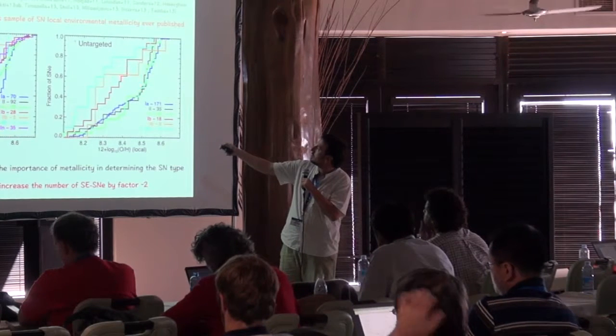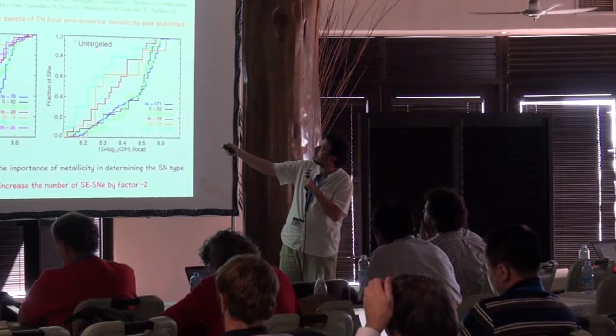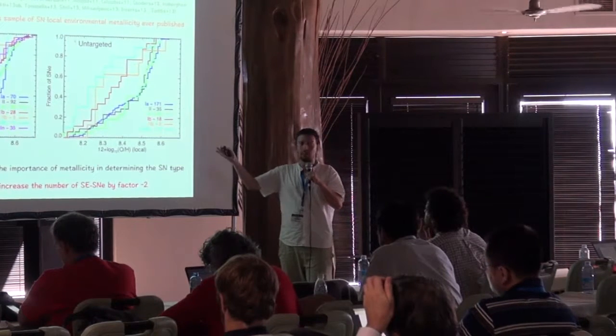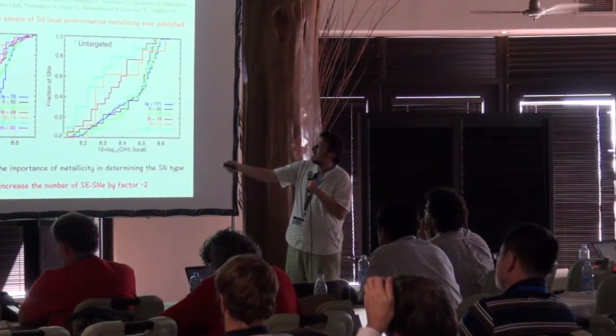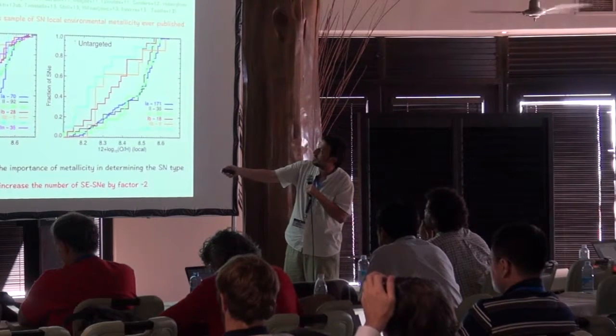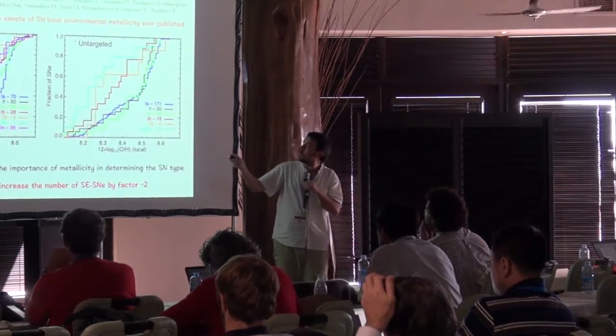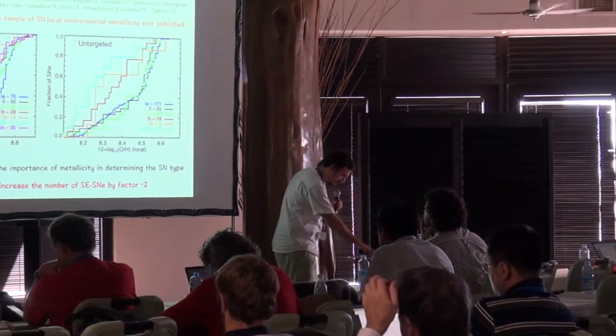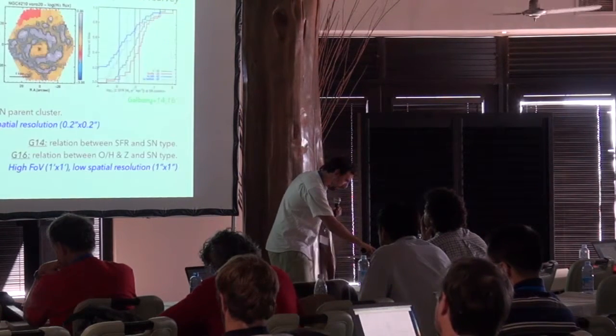These are Ics and these are Ibs in a targeted sample. There is a significant difference between those, so metallicity is playing a role between Ics and Ibs. In targeted samples there is a difference, not that significant, but here when you take out this bias of targeted samples, you see that difference.